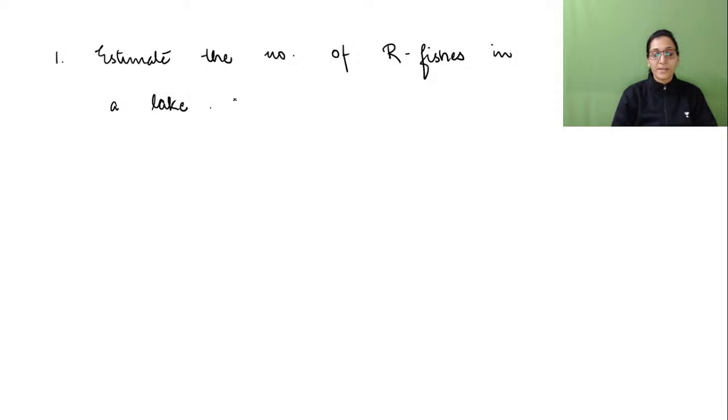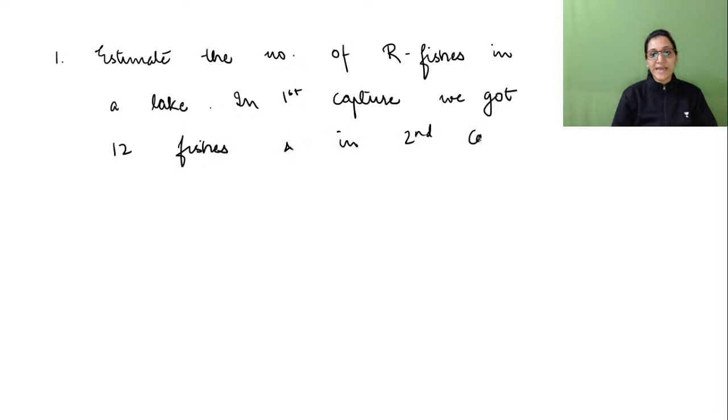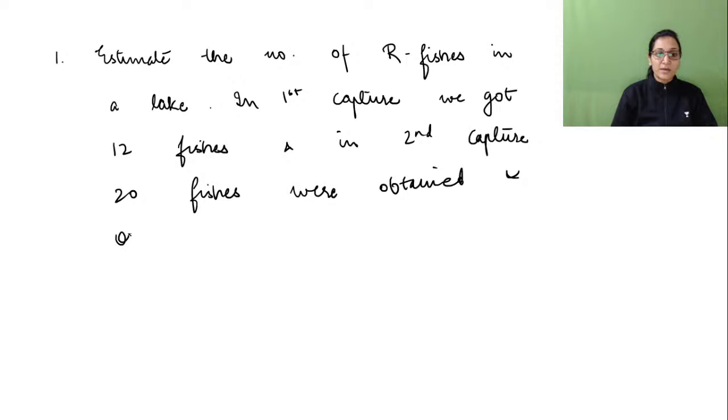See, estimate the number of fishes in a lake. In first capture we got 12 fishes and in second capture 20 fishes were obtained and out of them 10 were marked. Right, this is the question.